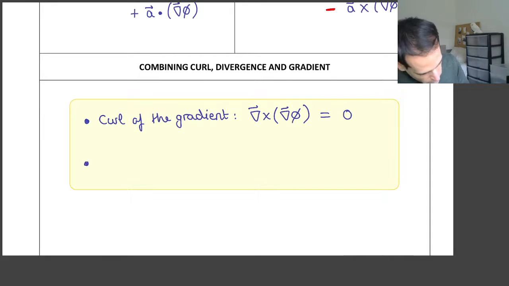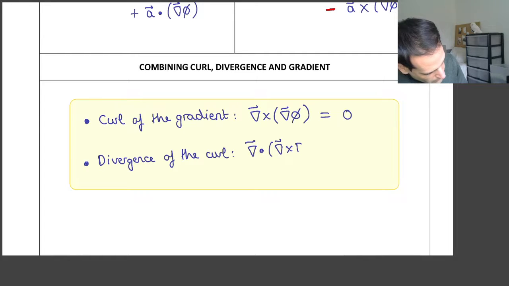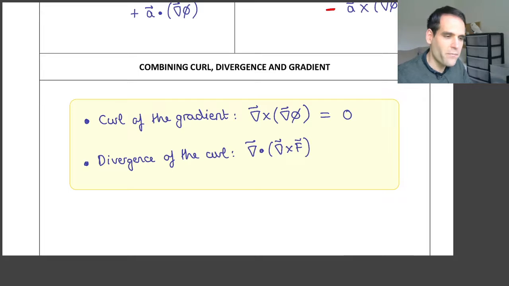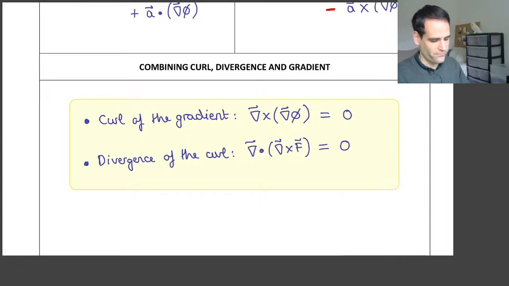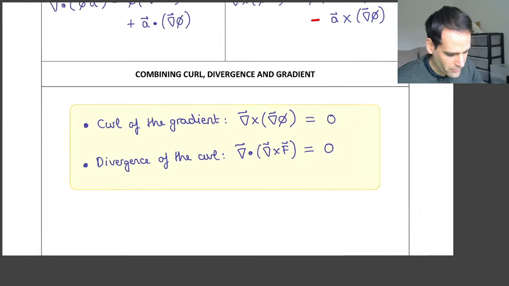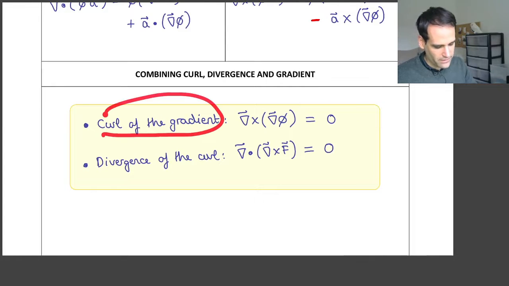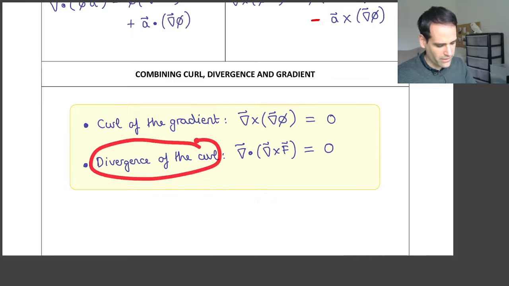Next, you can try to calculate the divergence of the curl. This means you apply nabla dot the cross product of nabla with f. So the divergence of the curl. And if you try to do this, once again, the result is equal to 0. So this is a very common result in physics, that the curl of a gradient is 0 and the divergence of a curl is 0.